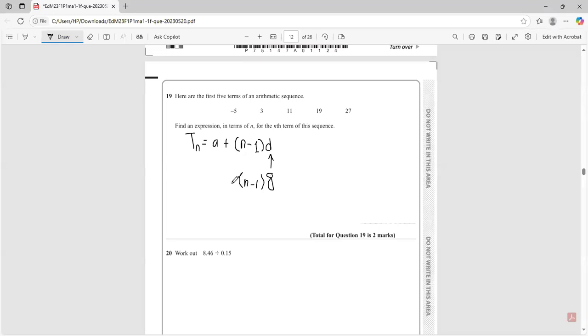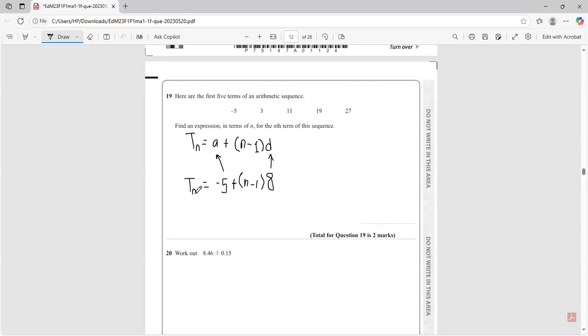So I'm having 8 there. The next thing that we now need to establish is the first term. In this case, the first term is minus 5. So I'll have minus 5 there. Okay. All right. So minus 5 is my first term. So this is the expression for the nth term of this particular sequence.